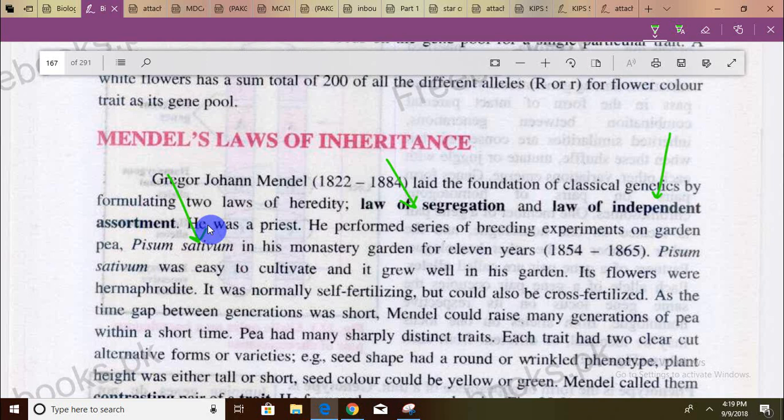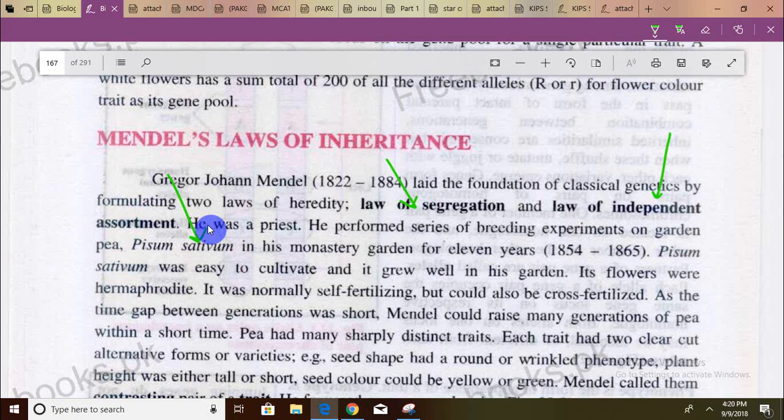As the time gap between the generations was short, Mendel could raise many generations of pea plants within a short time period. Now, pea had many sharply distinct traits, which helped a lot. Each trait had 2 clear-cut alternative forms or varieties. For example, seed shape had a round or wrinkled phenotype. The plant height was either tall or short, and there was a particular range which made it considered tall and a particular range which made it considered short.